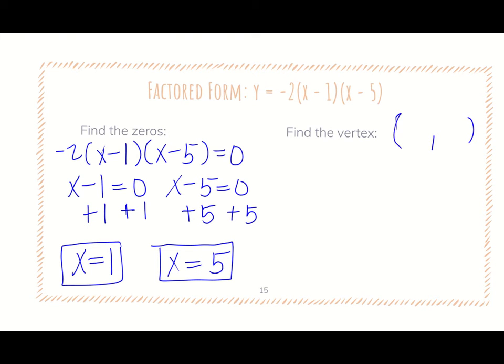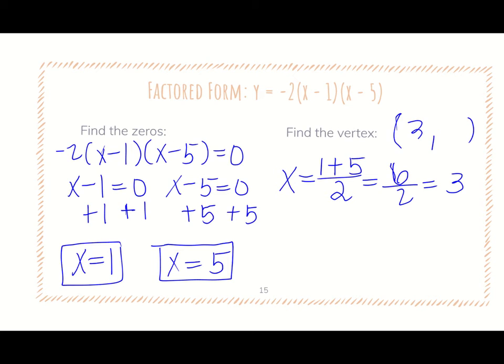Then to find the vertex, we're looking for a coordinate. And to find the x coordinate, it is the axis of symmetry. It's right in the middle of any 2 points. So it's going to be directly in the middle of 1 and 5. So if we add up 1 and 5 and cut that in half, that's going to tell us the x coordinate. So we would get 6 divided by 2, which is 3. So x is 3.